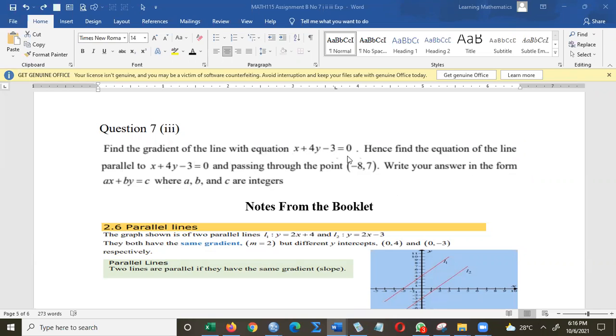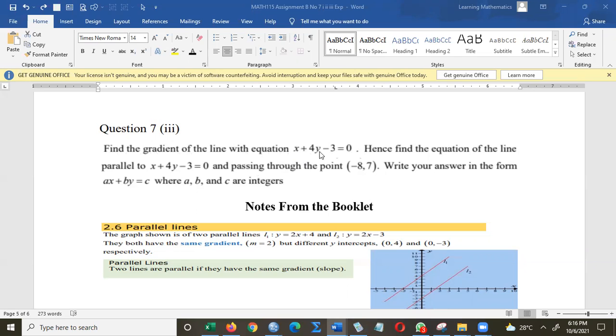So we have to find the gradient of that line, because as is, we cannot really identify the gradient just by looking at it, because y is not the subject of the formula. So that's why they say to find the gradient. Instead of identifying the gradient or stating the gradient, we have to find it, because this is not in the form where y is the subject of the formula. So we have to rearrange this to make y the subject of the formula, and then that's what we're going to know what is the gradient of that line.